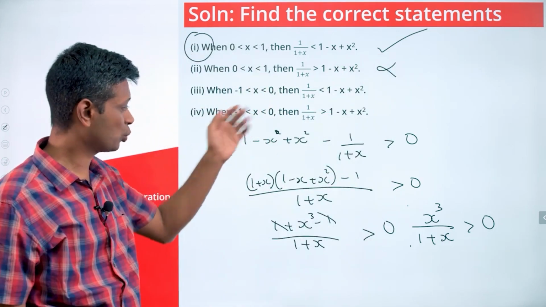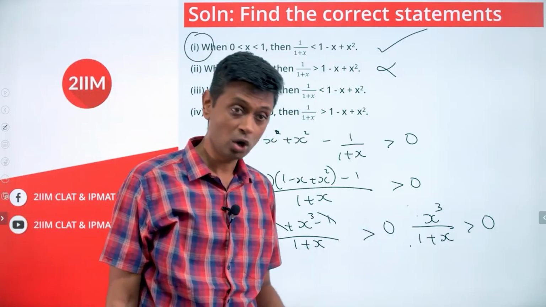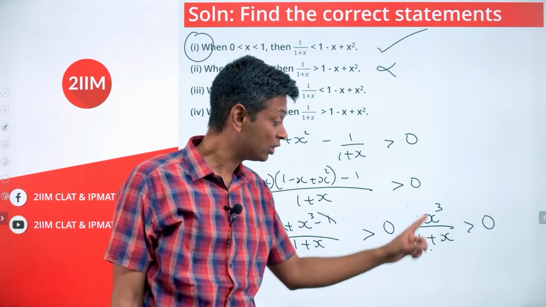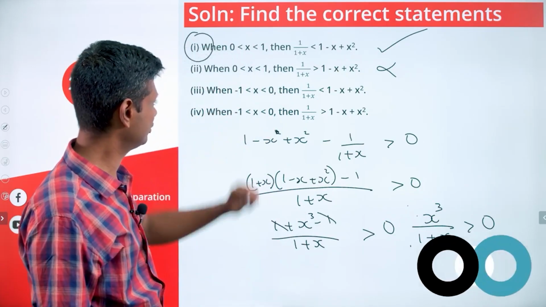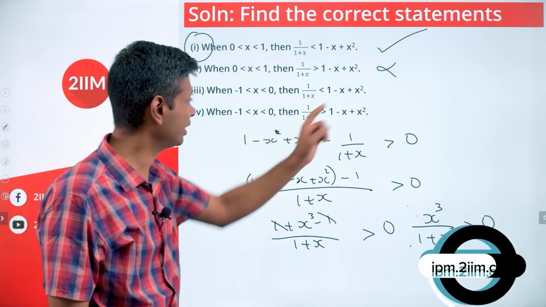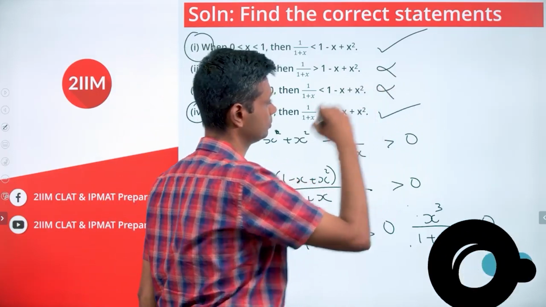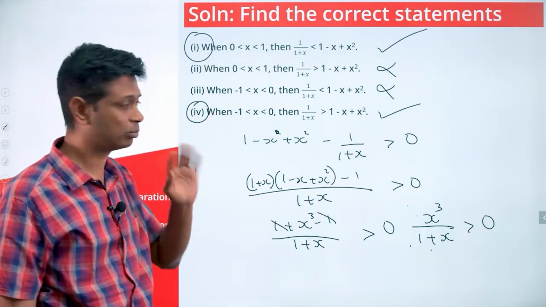The other range is minus 1 to 0. Minus 1 to 0, x cube is going to be negative, 1 plus x is going to be positive, so negative by positive. This will not hold good. Or in the range minus 1 less than x less than 0, 1 by 1 plus x is greater than this. This holds good. This is a choice. This doesn't hold good. Or we are looking for an answer choice that says 1 and 4 both hold good.